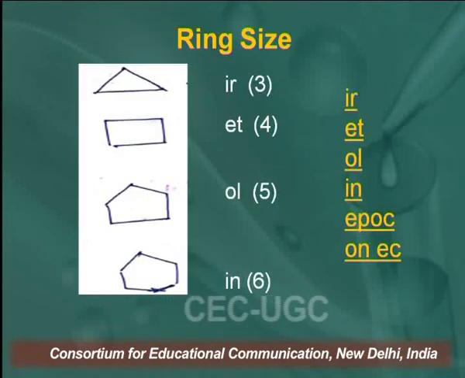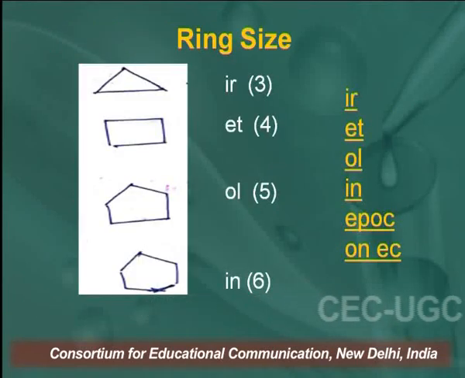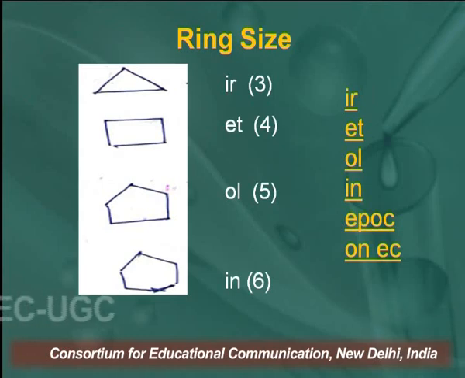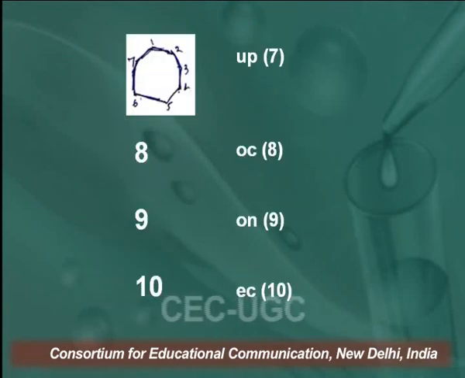So learners, I have mentioned here: 3-membered ring, ir; 4-membered ring, et; 5-membered ring, ol. Learners, remember, it's the ring size including the heteroatoms. For 6-membered, in; 7-membered, ep; 8-membered, oc; then 9-membered and 10-membered.